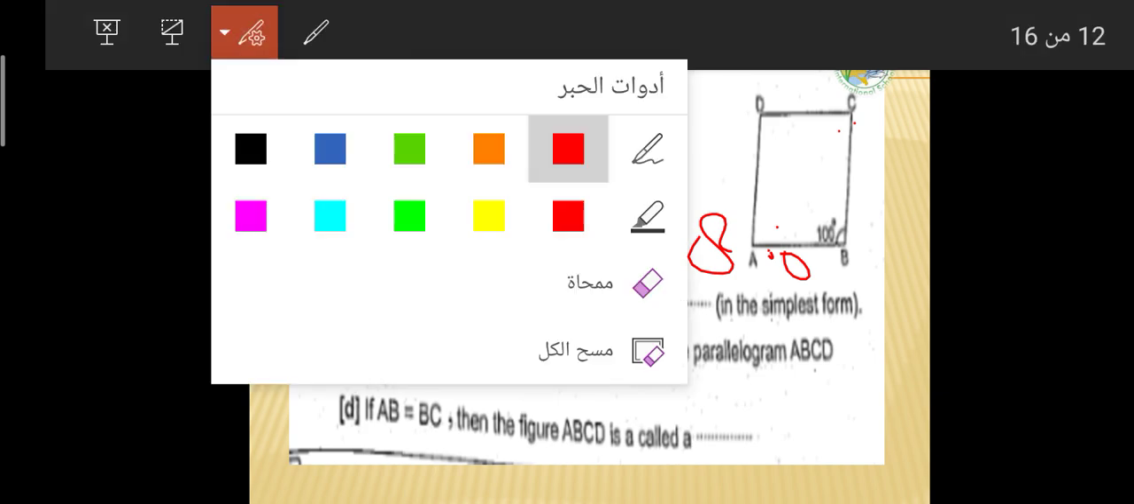Number C, if AB plus BC equals 10 centimeters, the perimeter of parallelogram ABCD equals what? هنا التو سايد عندنا التو سايد ده التو سايد. AB plus BC equals 10. Then the perimeter of ABCD equals what? Of course equals 20. خلاص يبقى هنا كل two sides ب 10 يبقى another sides 10, so 10 plus 10 of course equals 20.